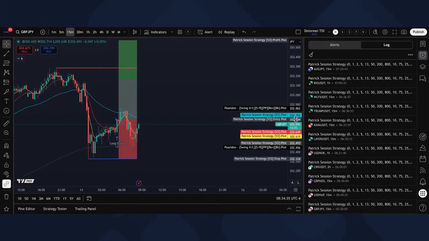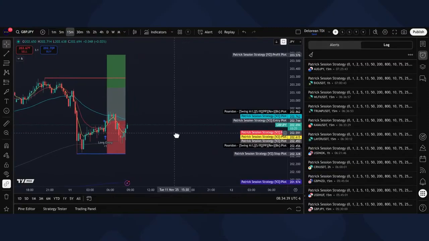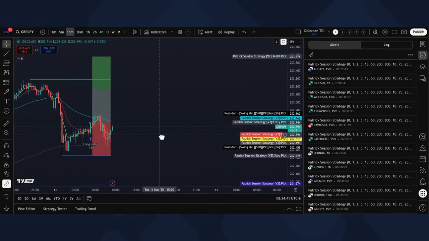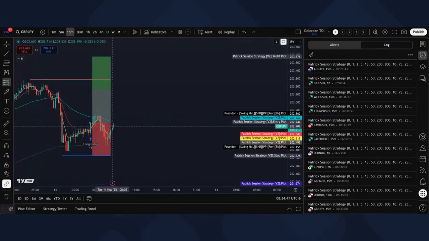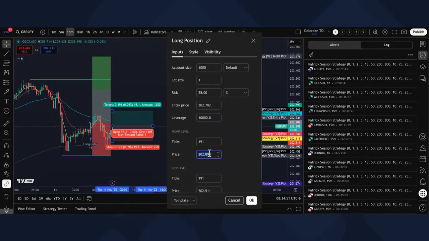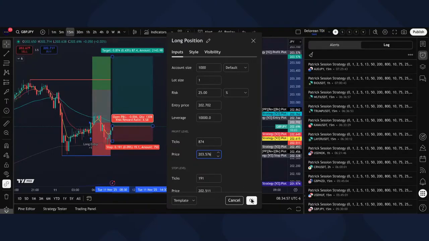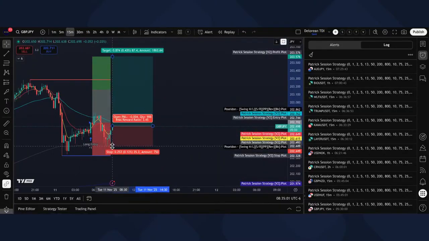And we have an entry on Great British Pound versus Japanese Yen. We're going to take this on a buy, targeting 203.576. And we want price obviously to be below the candles here.